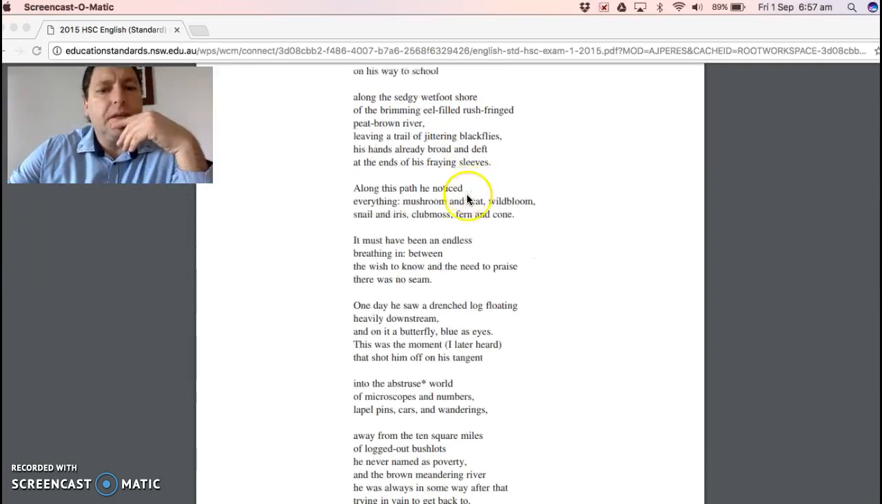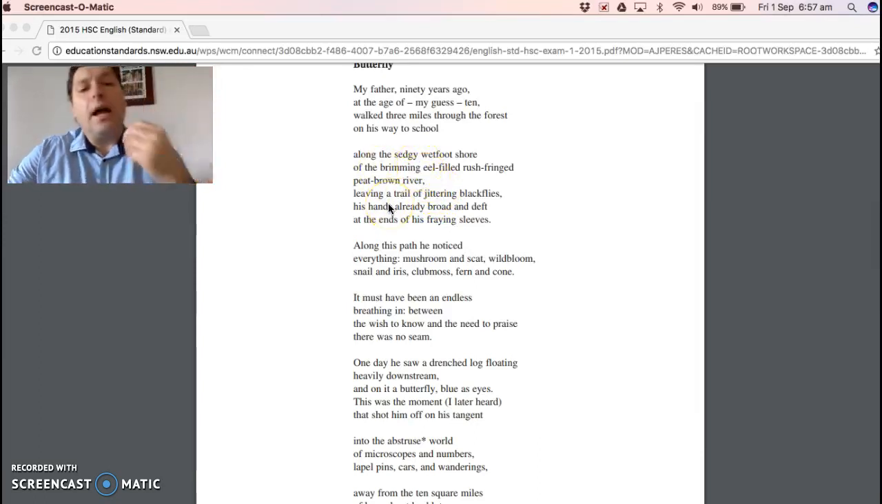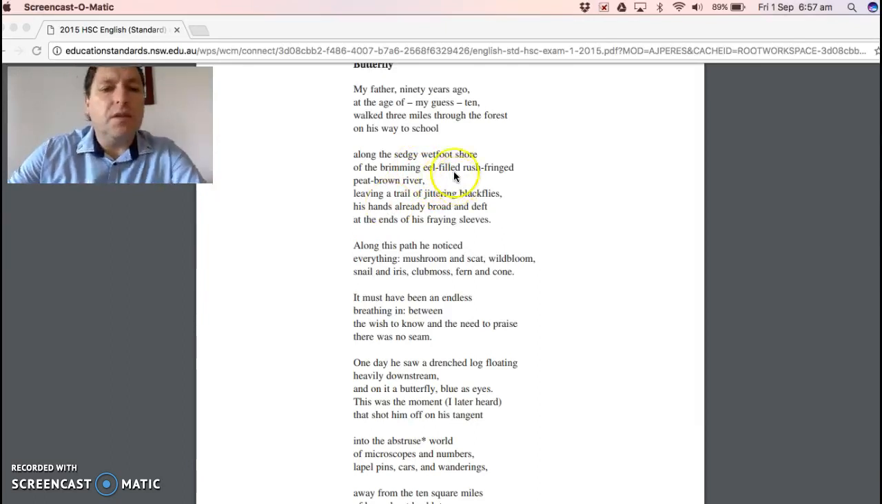But then punctuation disappears here for a while, and it even disappears across the 2 stanzas, a thing we call enjambment. "Through the forest on his way to school, along the sedgy wet-foot shore of the brimming Ilfage rug." It goes on. There's lots of items there listed with no commas. No commas. And that's quite important, because if you look at the age of the person who's describing, remembering the father at 10 years old, even though the father is now 100, the father's memory is 10 as a 10-year-old boy.